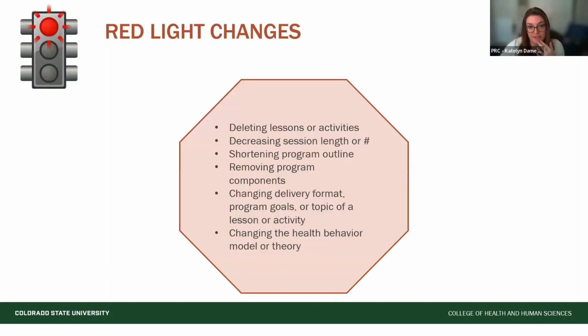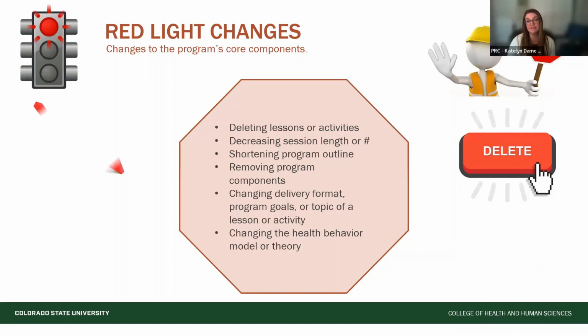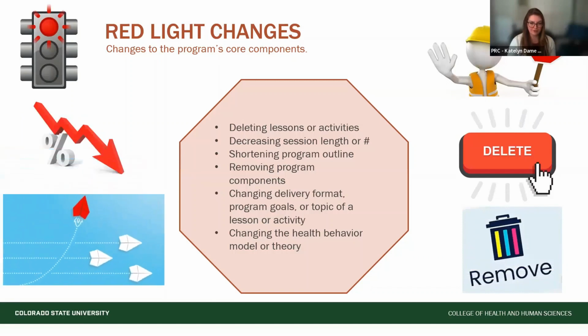We'll start off today with these red light changes, which, as I mentioned, should be avoided at all costs, as these changes have been proven to decrease the program's impact. And red light changes consist of any changes to the core components of the intervention, which ultimately alter the theory of change. And some examples of red light changes may include deleting lessons or activities, decreasing the length or number of program sessions, removing program components, or by changing the delivery format, program goals, or topic of a lesson or activity.